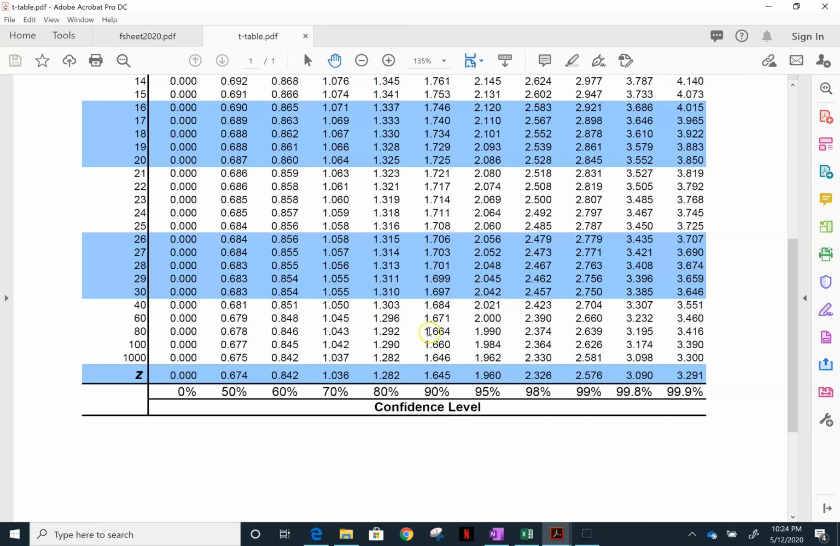Again, look at the 90%. Look at the roughly closest degrees of freedom that we have. All right, how can we get a more accurate result? That's where Excel comes in.